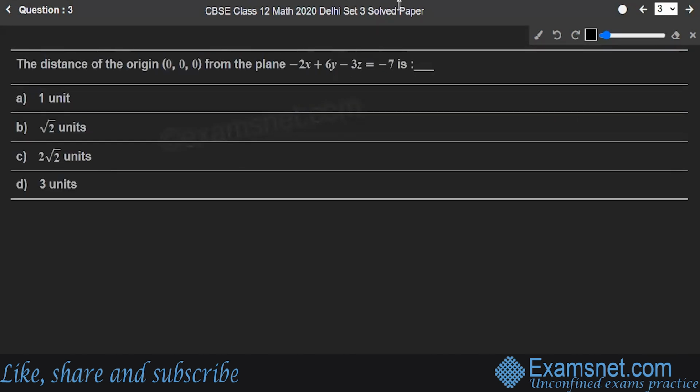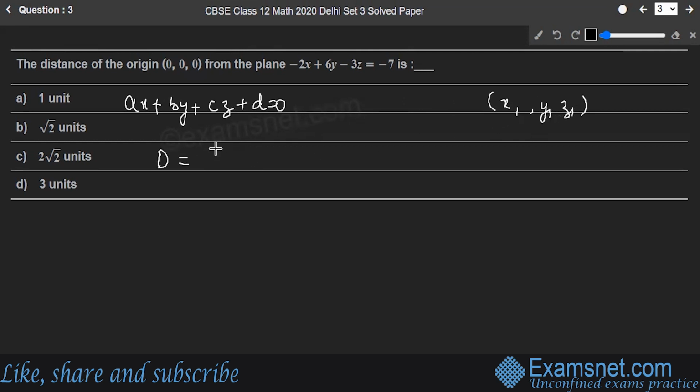Question number 3: the distance of the origin from this given plane is equal to dash. We are given the plane as minus 2x plus 6y minus 3z plus 7 equals 0. First of all, let's write down the general equation. If you are given ax plus by plus cz plus d is equal to 0, this is the equation of the plane, and there is a point x1, y1, z1, and you have to find out the distance between the two.